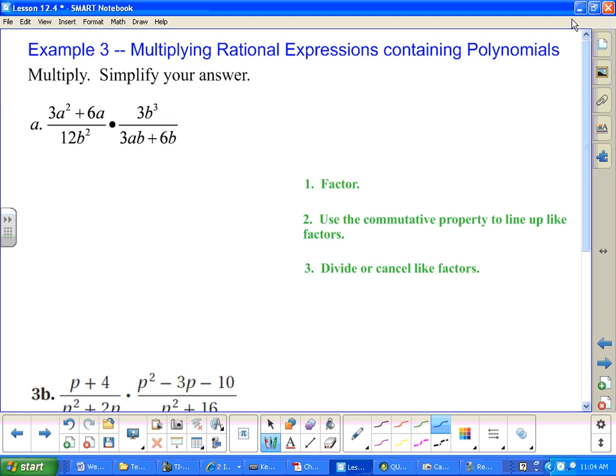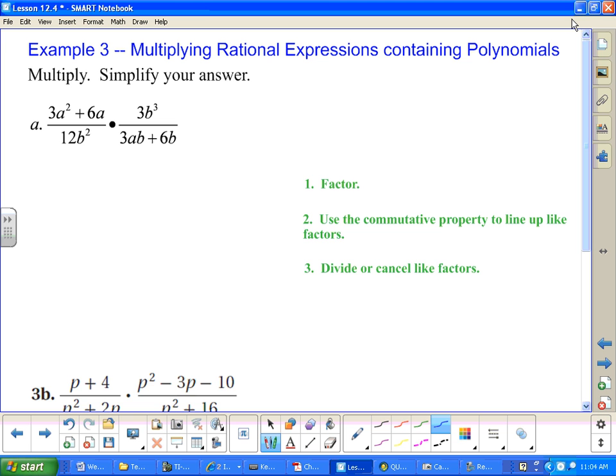Okay, so multiplying rational expressions containing polynomials. I have a list of things we're going to do. First, we will factor. Then we can use the commutative property to line up like factors if you want to. You don't have to line up the like factors, but sometimes it helps. And then our third step will be dividing or canceling the like factors, because they go into each other one time, just like 3 goes into 3 once.